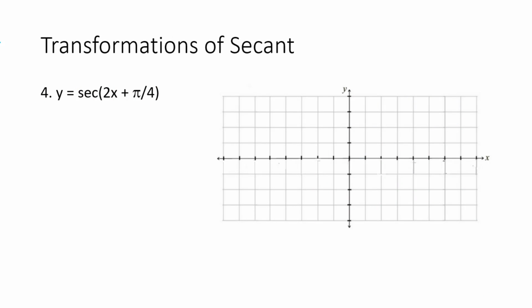Okay, now this one is slightly different. So the A is still 1. But now I need to divide this 2 out. So pi fourths divided by 2 makes pi eighths. So now this is my phase shift. And it's pi eighths to the left. Okay, so I'll mark this negative pi eighths. Okay, and this makes my period 2 pi over 2, which is pi, so I'll write that as 8/8.